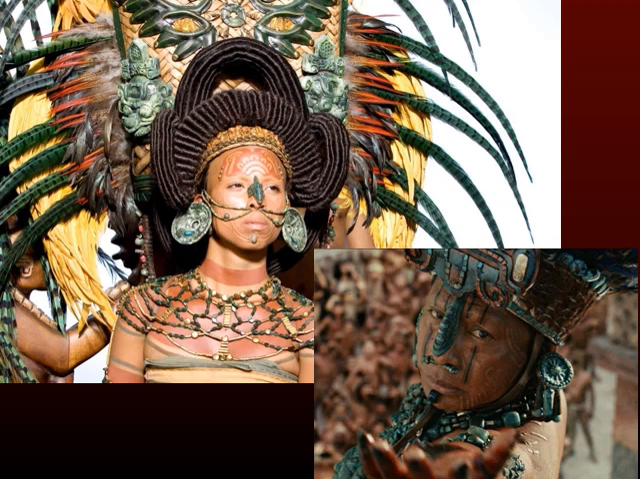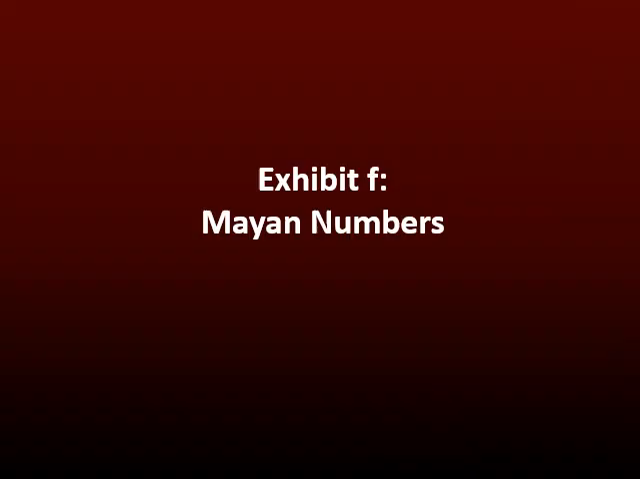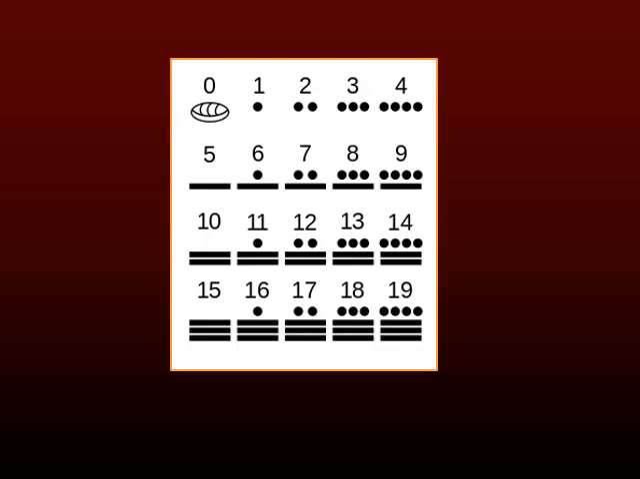If they were not, put a negative. If they were, put a positive. And if you don't think this helps at all, put a 0. And then explain in a complete sentence or two. Finally, Exhibit F, the Mayan numbers and the number system. So here is the Mayan system here. Remember, it's a base of 20 instead of 10.